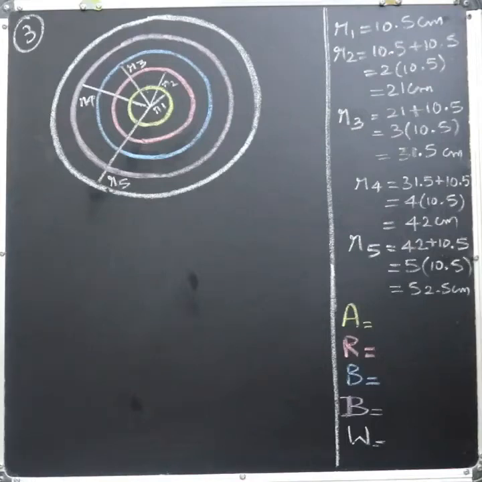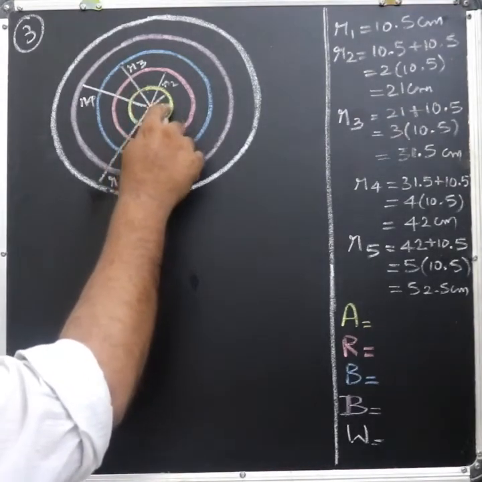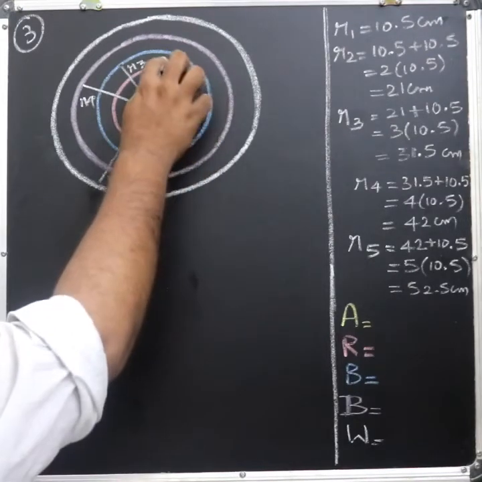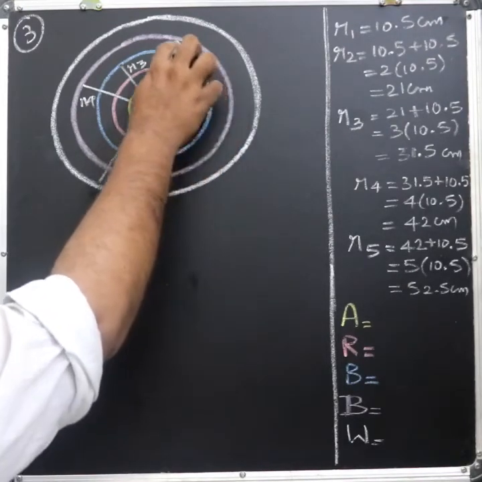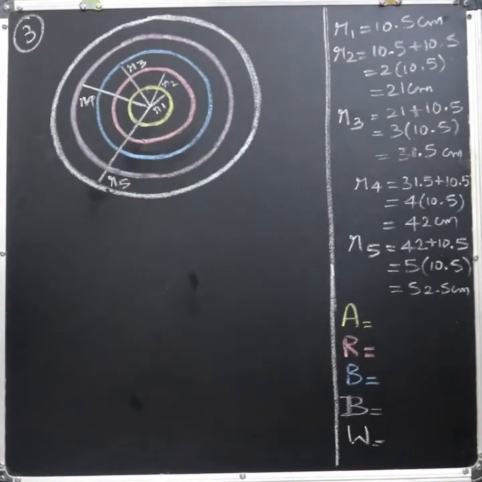Question number 3. There is an archery target marked with 5 scoring regions. From the center, the first innermost circle is gold, the next one is red in color, the next circle is blue, and the next one is black, and the outermost is white in color.